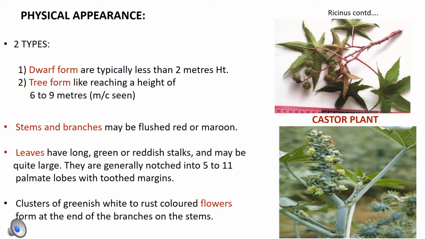As you can see in the picture, the leaves are long, red-stalked and quite large, with palmate lobes with toothed margins. That means the margins are rough. They generally have 5 to 11 palmate lobes. The flowers come in clusters, greenish white to rust in color. The colors of the flowers are usually rusty.